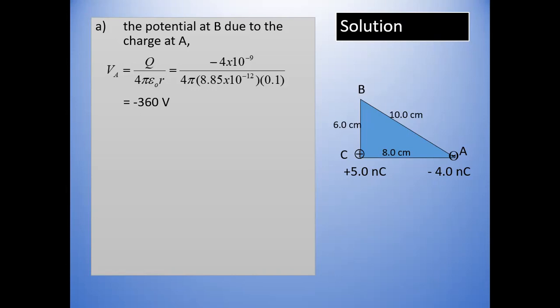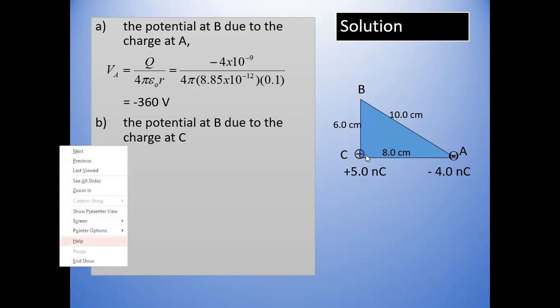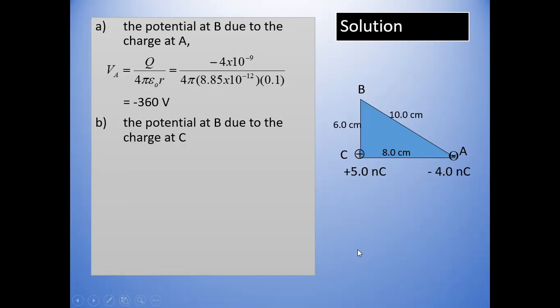Okay, I tried the other one. Where's the question? Potential at B due to a charge at C. Wait. Potential at B due to the charge at C. Okay, so we don't know the B, this one, so we take the C one, so plus 5. 5 times 10 to the power of negative 9 divided by 4 pi epsilon times 0.06. There's no square here, so one minute, sir.